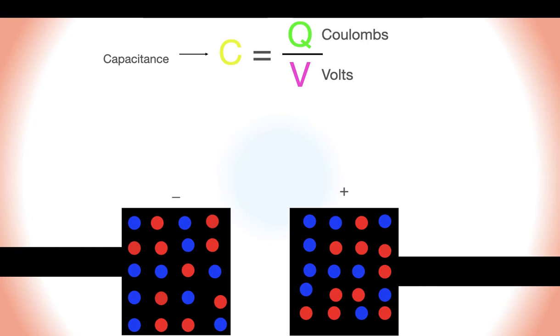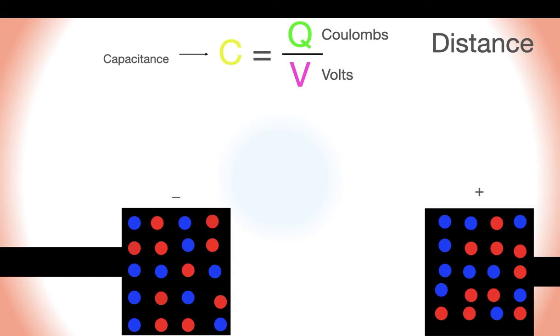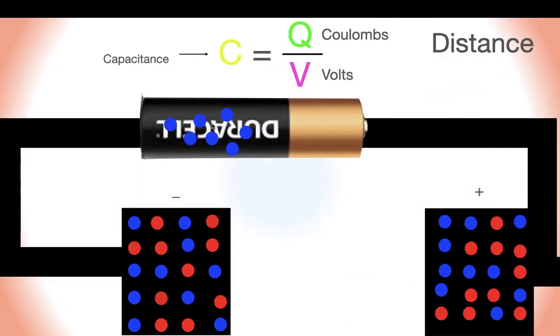So now let's see how we can change the capacitance by changing the physical characteristics of the capacitor. We can change the distance between the two plates, and this would change the capacitance. See, if you put a battery and pump in electrons, we're going to get a negative charge into this plate, right?